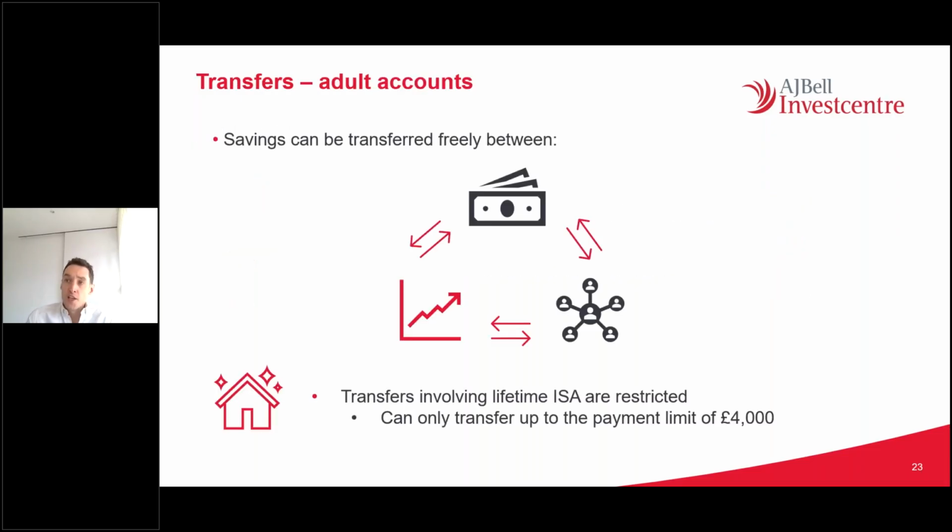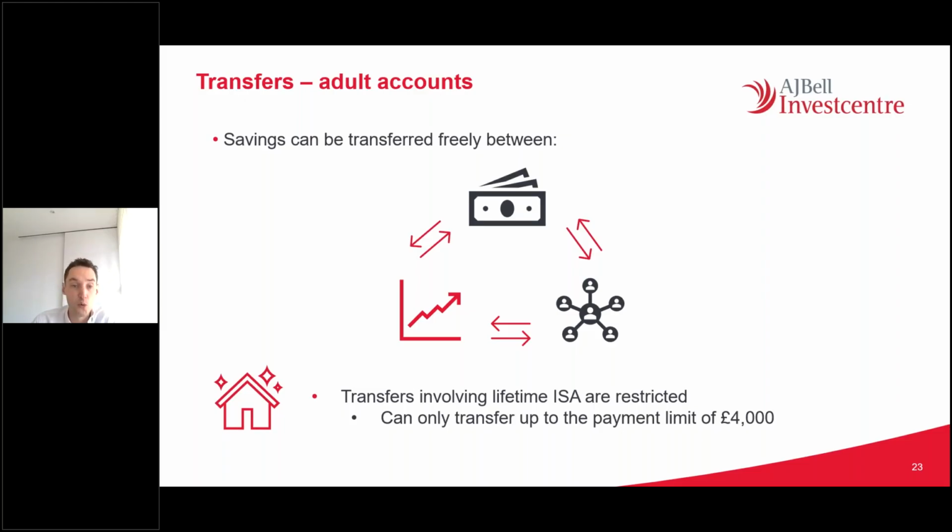In terms of transfers, again, relatively straightforward. There used to be rules and restrictions around the types of ISAs that you could transfer to. You used to only be able to transfer to the same type of ISA, but that's changed over the years. So it's now fully free to transfer between the different types of ISAs. You can move from cash into stocks and shares and vice versa.